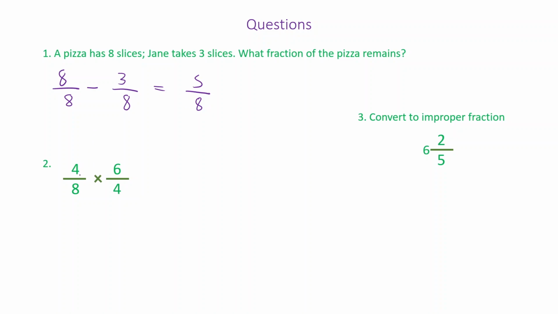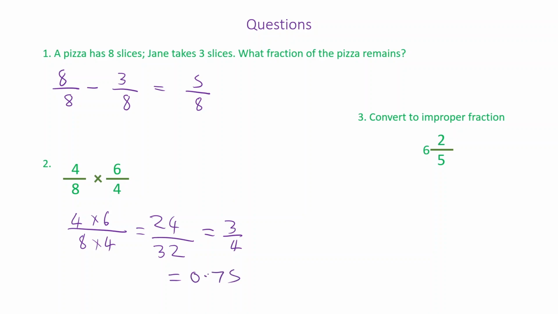Second question. 4 over 8 times 6 over 4. So all we have to do is multiply the numerators together and the denominators together. 4 times 6 divided by 8 times 4. 4 times 6 gives us 24, and 8 times 4 gives us 32. 24 over 32 simplifies down to 3 over 4, and that's equal to 0.75.